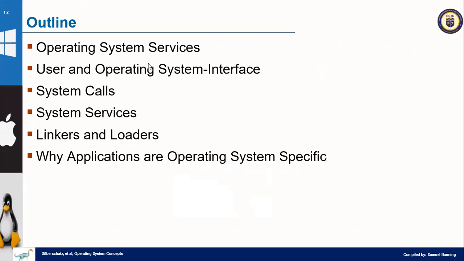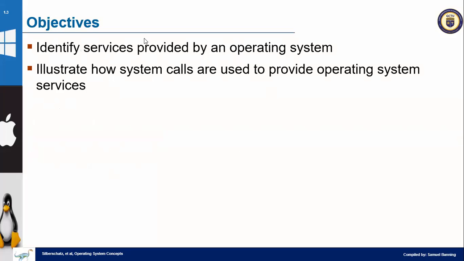We are going to talk about the services that the operating system renders. Then we look at the different interfaces, how the operating system is divided into modes, then a few on system calls and system services. Then we will talk about linkers and loaders and why applications are operating system specific. By the end of today's class, I'm expecting that you will be able to identify the services provided by an operating system and also illustrate how system calls are used to provide operating system services.